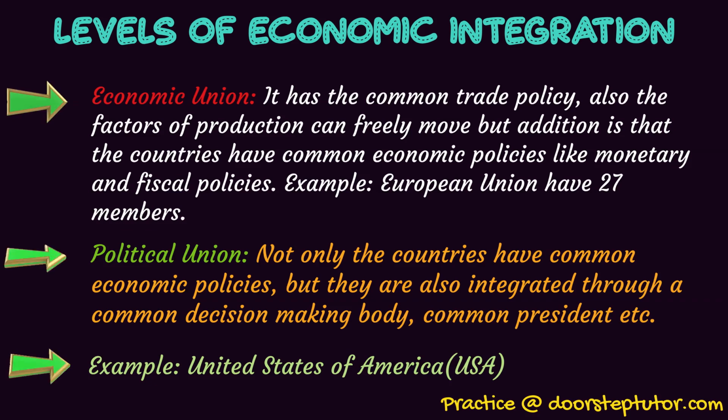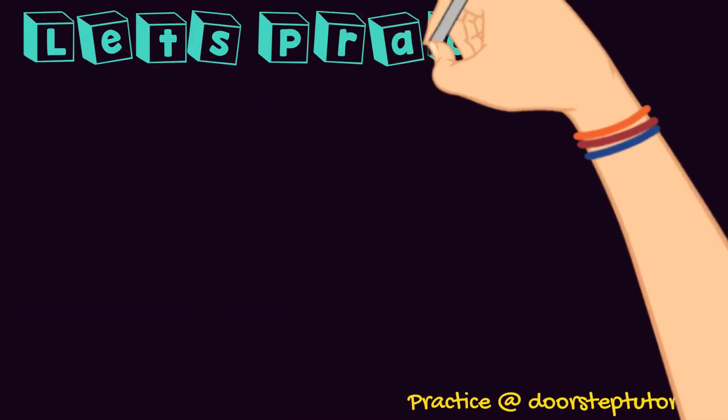Then common market is where the factors of production can easily move between the countries. And economic union talks about the countries having the same monetary and fiscal policy, economic policies basically. Political union, wherein everything is common, right from the president till the parliament and the decision making body, everything. Now let us practice some important questions.